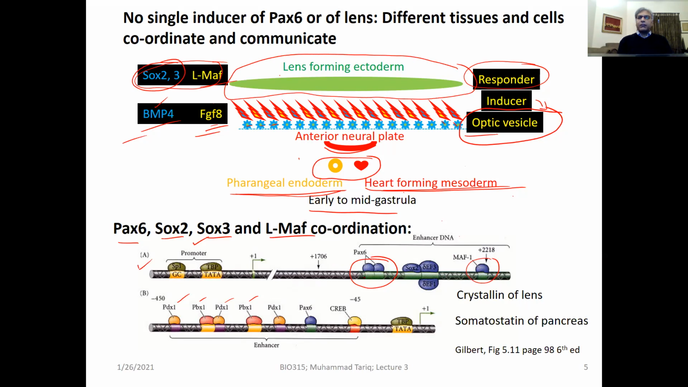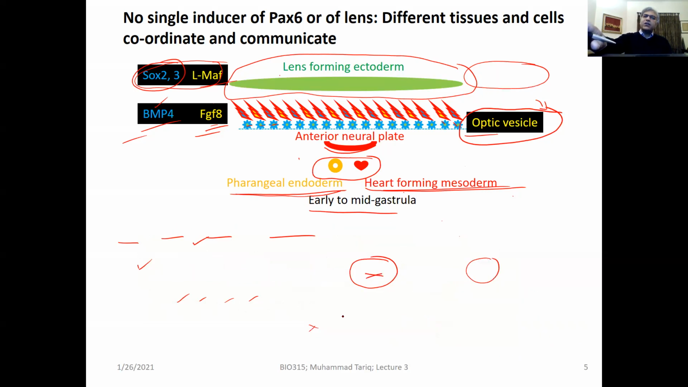If one of them is missing, and they have done these experiments, if you create a deletion in the DNA for, let's say, the PAX6 binding sites, so PAX6 is there but its binding sites are missing, you will find such phenotypes.